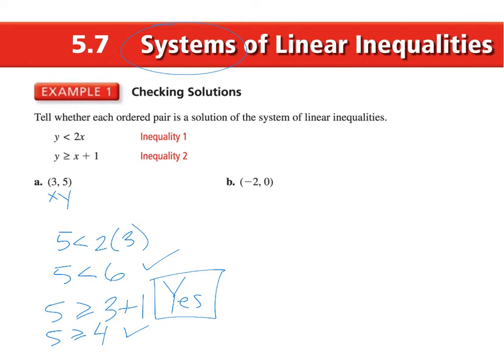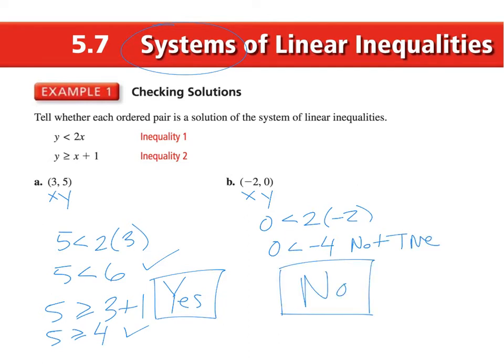All right, how about for B? Let's plug in the information, x and y. I get 0 is less than 2 times negative 2. So I have 0 is less than negative 4. That is not true. So right away your answer is no. It just has to not work for one of the inequalities, and it's not a solution then.